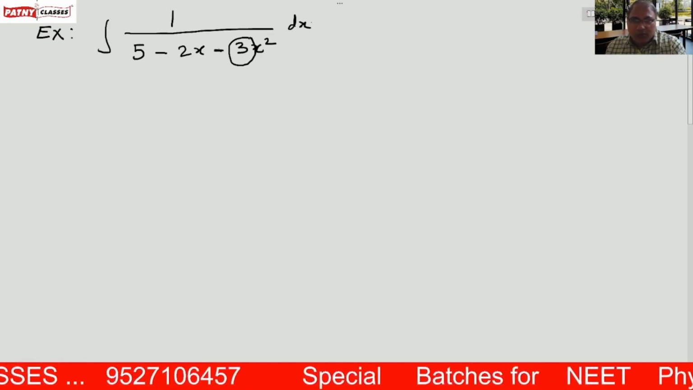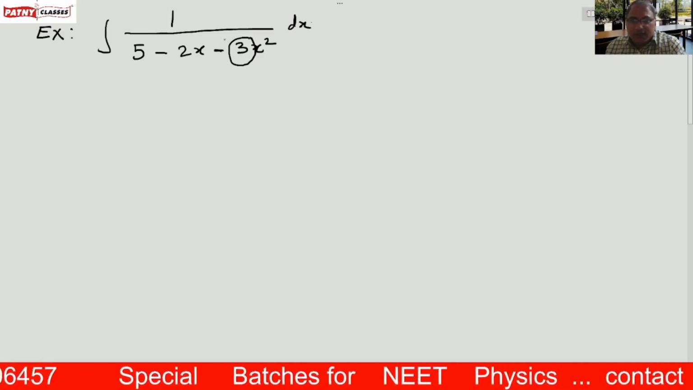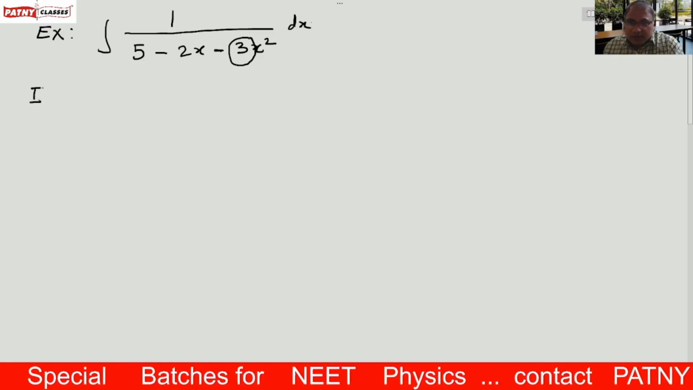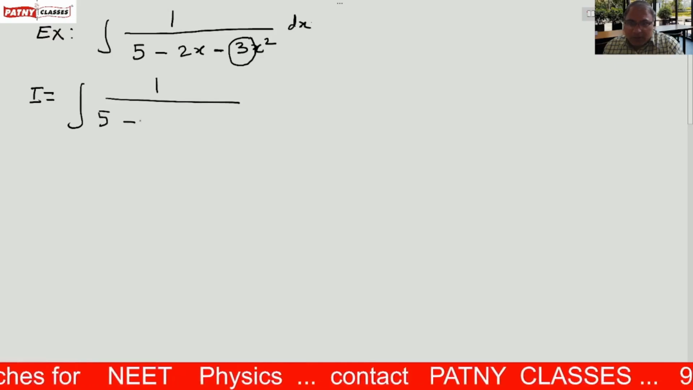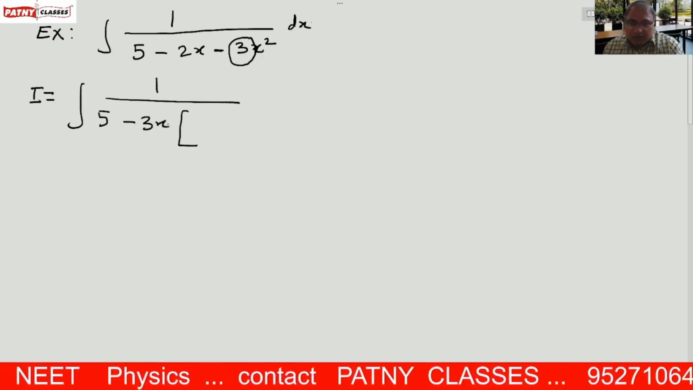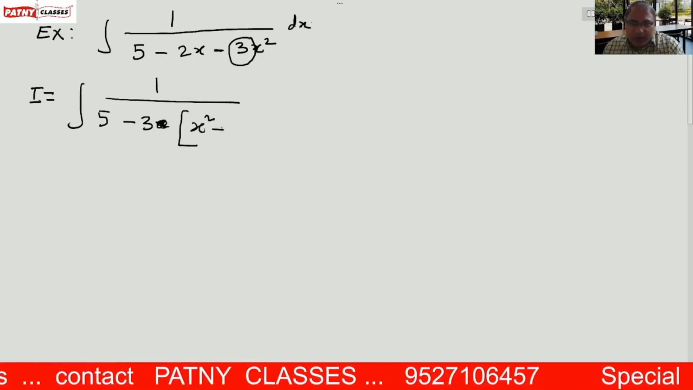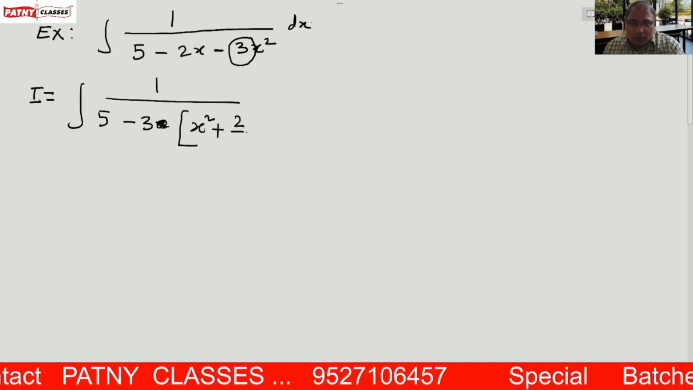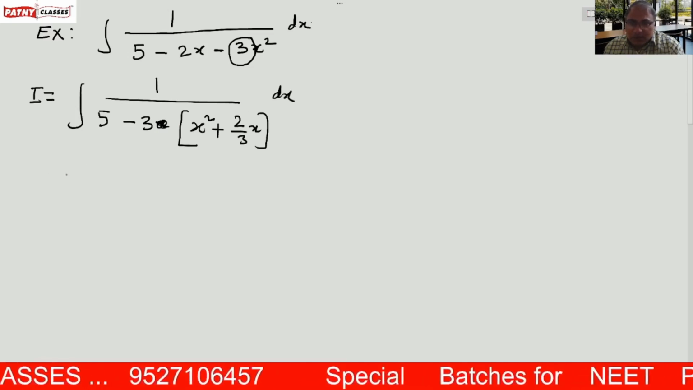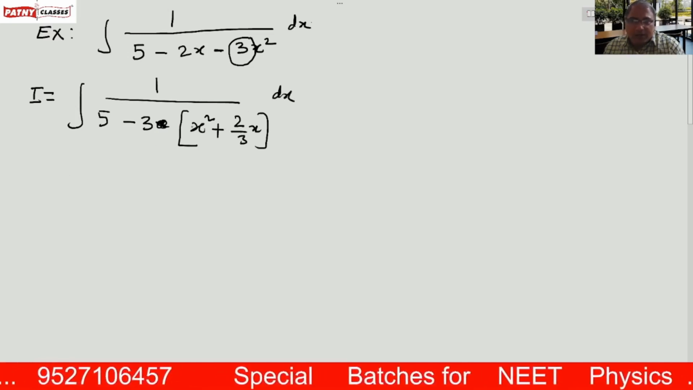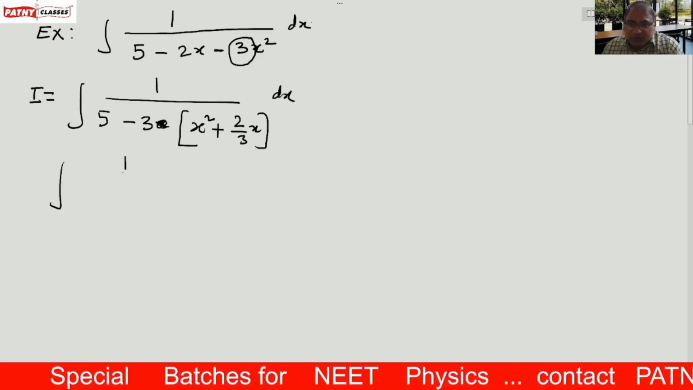Therefore, we have two jobs here. One is that the 3 has to be removed. Second is that the negative sign has to be removed. For that, we can take minus 3 common. When I take minus 3 common, it becomes x square and 2x will become 2 by 3 x with respect to x. Now the x square term having no multiplier, it becomes easy for us to make a perfect square.